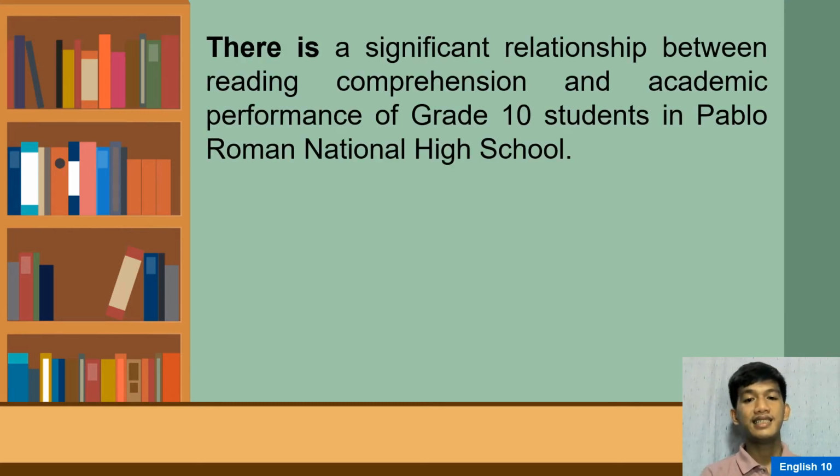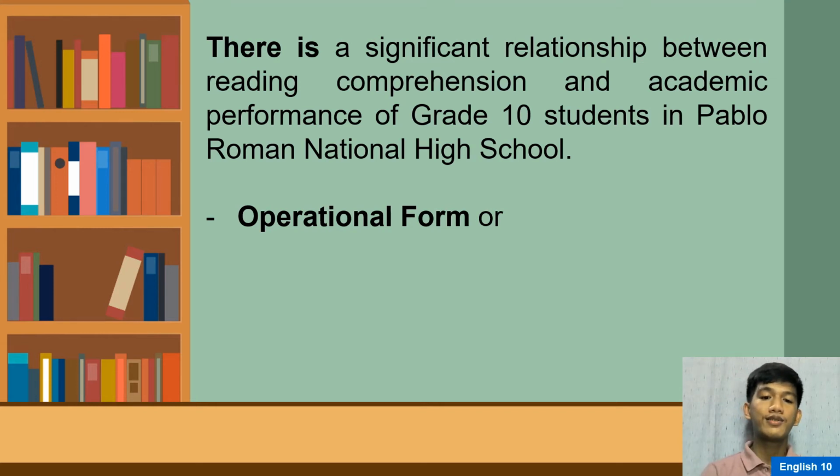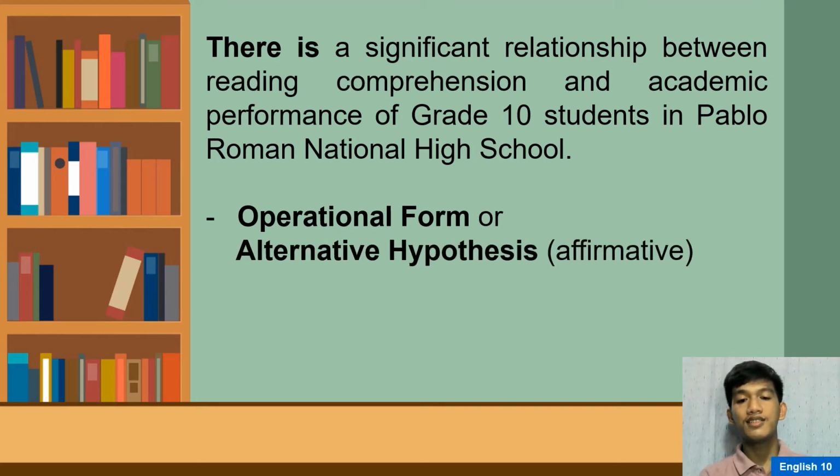There is a significant relationship between reading comprehension and academic performance of grade 10 students in Pablo Roman National High School. So you can see this statement is the answer. It answers the question earlier, the research question. It affirms that there is really a significant relationship between those two variables. So this is an example of a hypothesis in the operational form or an alternative hypothesis.